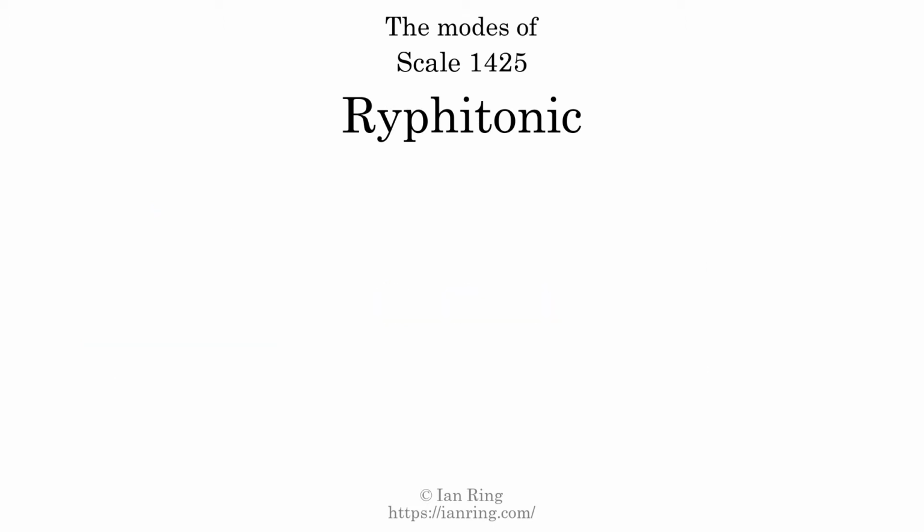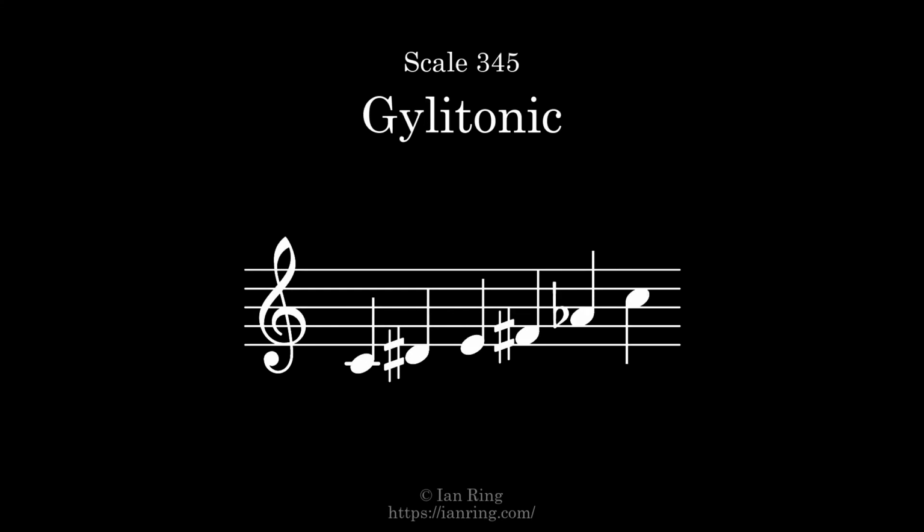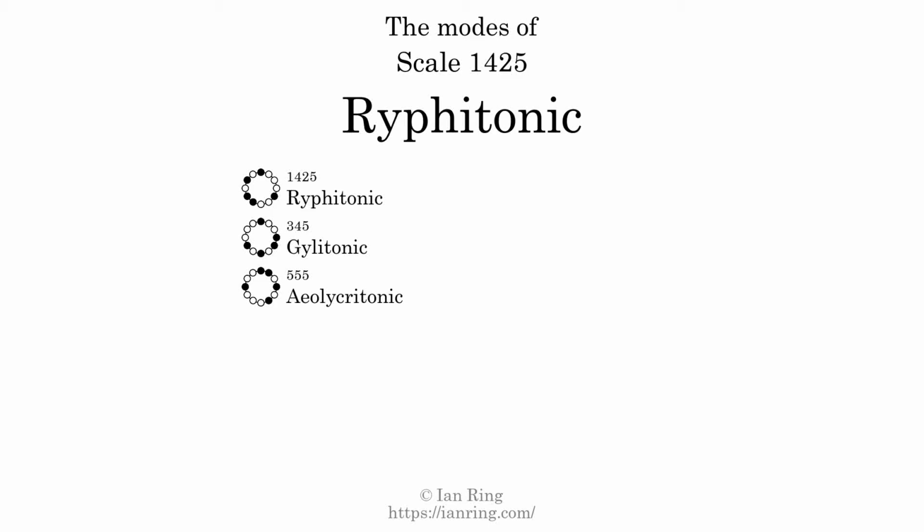This scale has 5 modes. The first mode is itself. The second mode is scale 345, also known as diatonic. It sounds like this. The third mode is scale 555, also known as eolocratonic. It sounds like this.